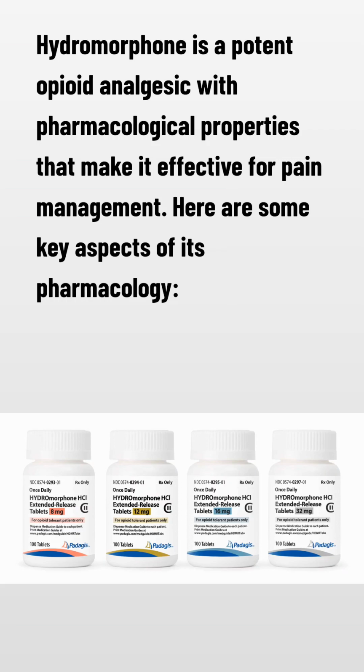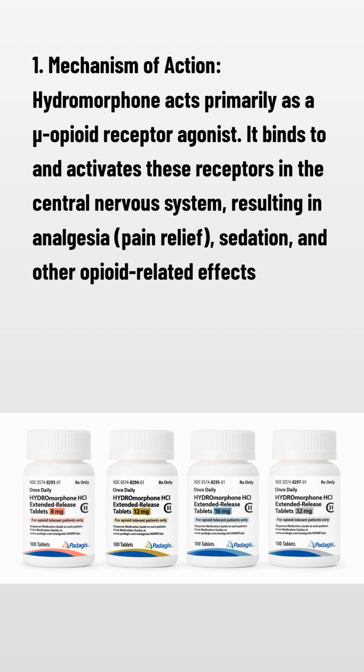Hydromorphone is a potent opioid analgesic with pharmacological properties that make it effective for pain management. Here are some key aspects of its pharmacology. 1. Mechanism of action. Hydromorphone acts primarily as an opioid receptor agonist. It binds to and activates these receptors in the central nervous system, resulting in analgesia, pain relief, sedation, and other opioid-related effects.